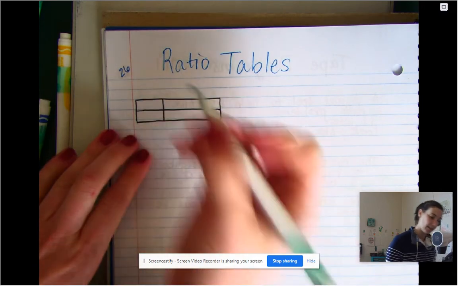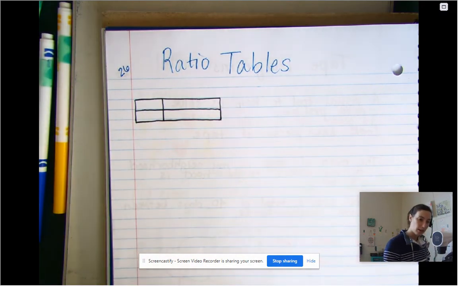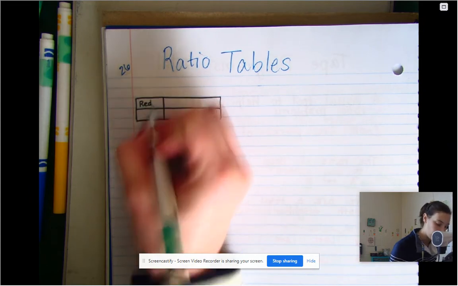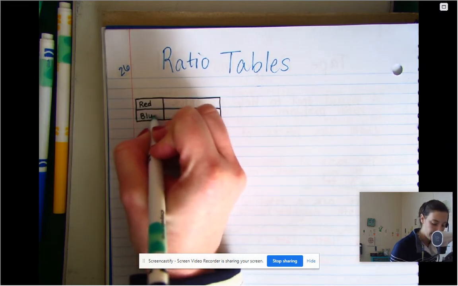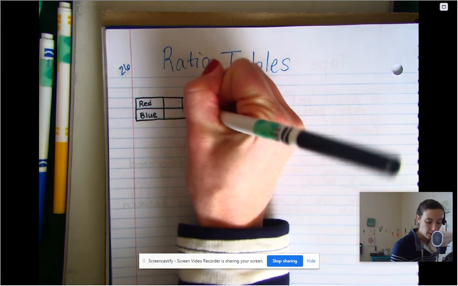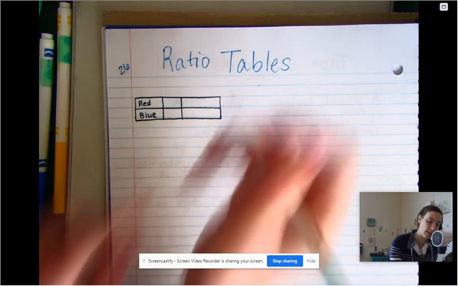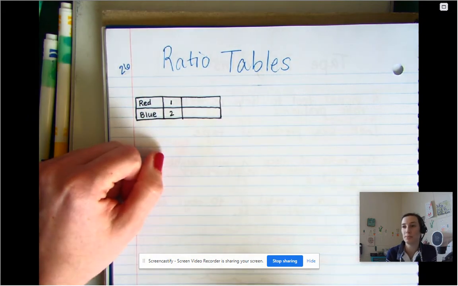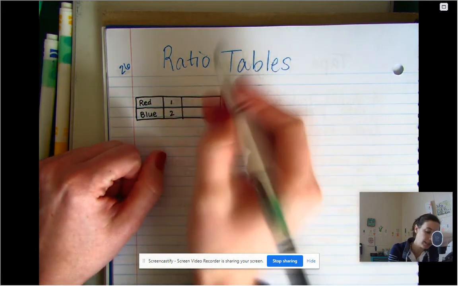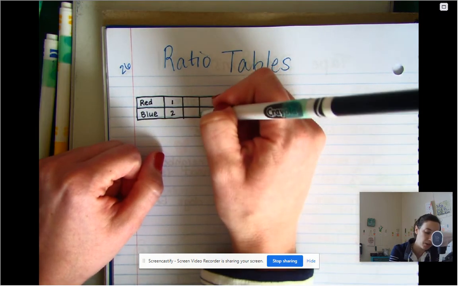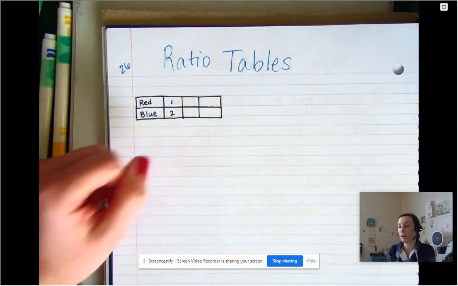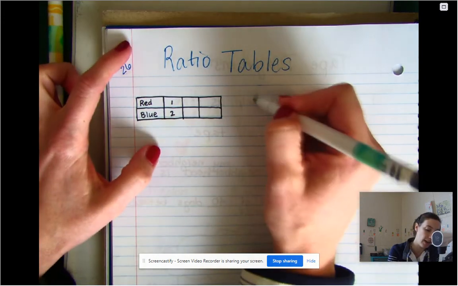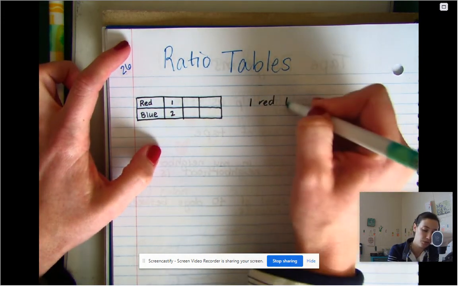So let's say we're talking about red to blue marbles. And perhaps there is one red for every 2 blue marbles. Now the ratio is going to stay the same, but I can think about what other amounts might be possible with that same ratio of 1 red to 2 blue.